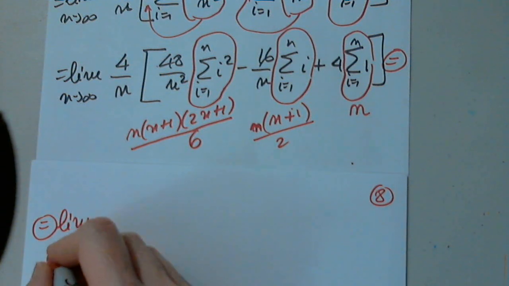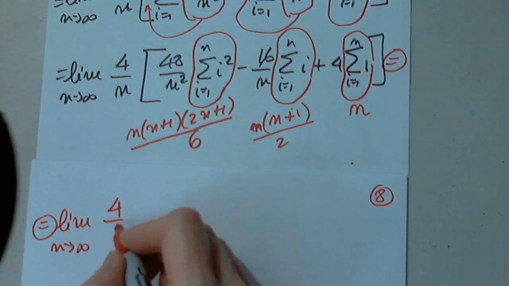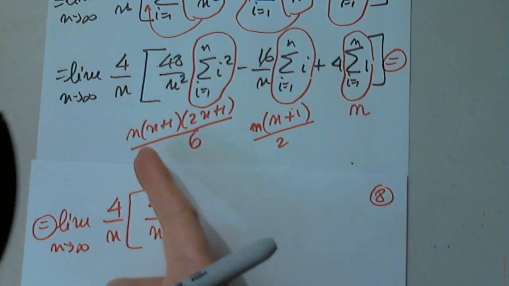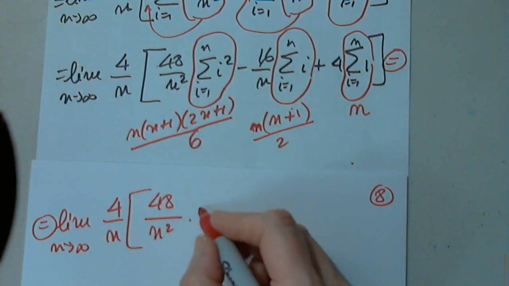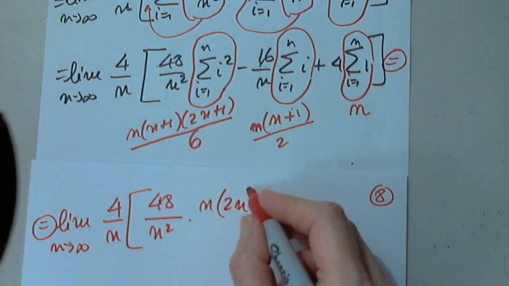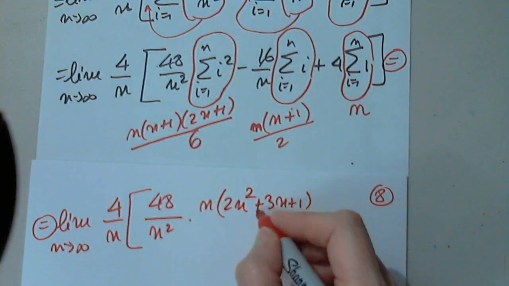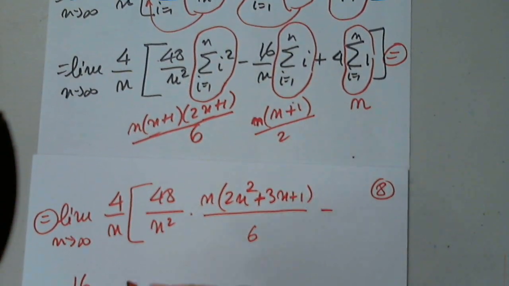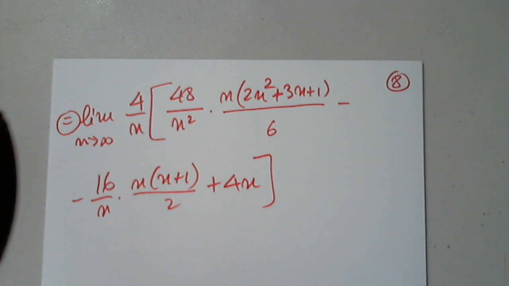So limit as n approaches infinity from 4 over n, 48 over n squared. I'm going to multiply these two. It's always easier if I already do it here. 2n squared plus 3n plus 1, this and this, divided by 6. Minus 16 over n. Don't multiply these, just for this one. And plus 4n. At this point, all the summation notations are gone. That's all I needed for now.